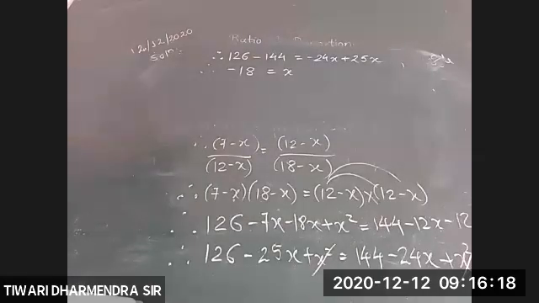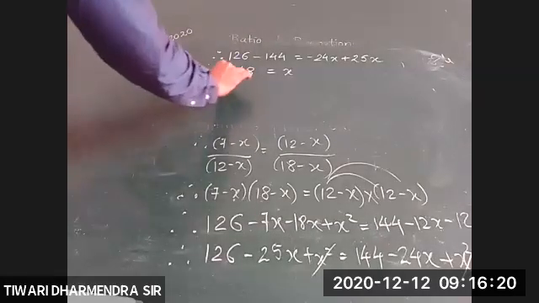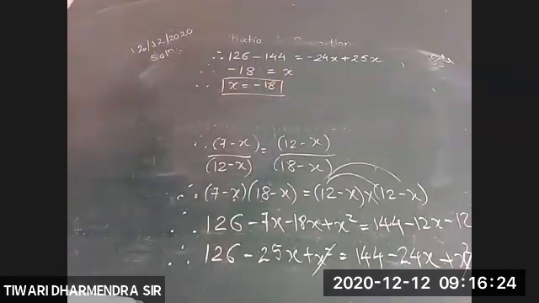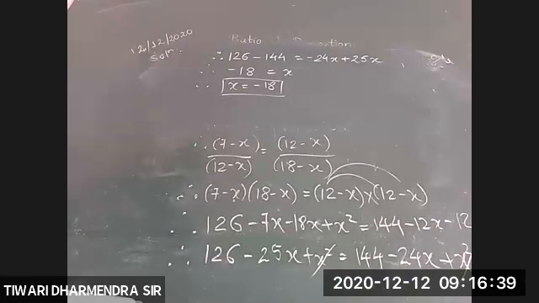Hope you understood this. But at last, x is equal to minus 18. We got the value of x as minus 18. Now what to do? As we have the statement, let x be subtracted from 7, 12 and 18. So let's do the tally part.